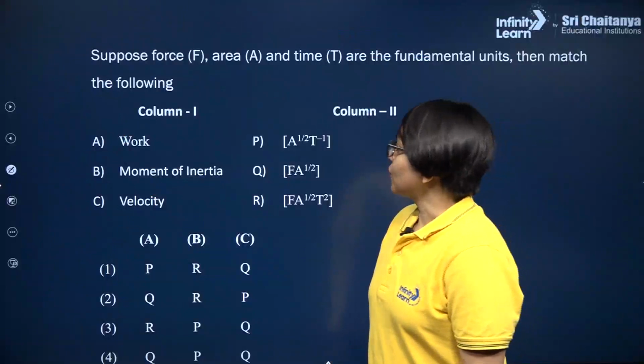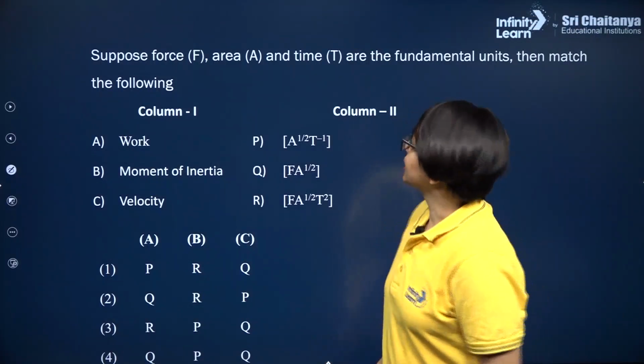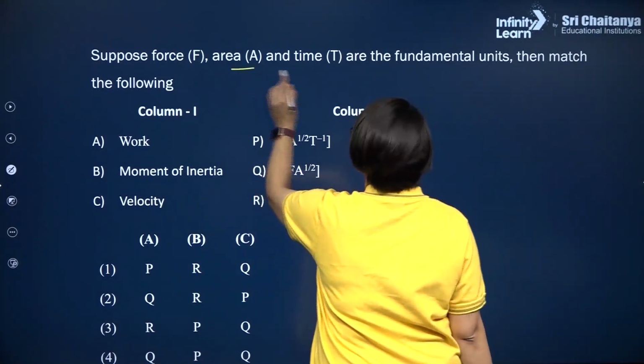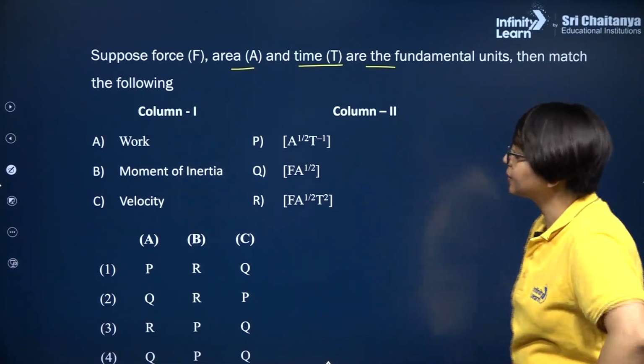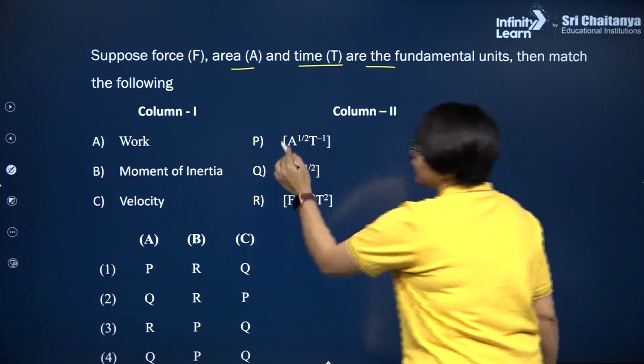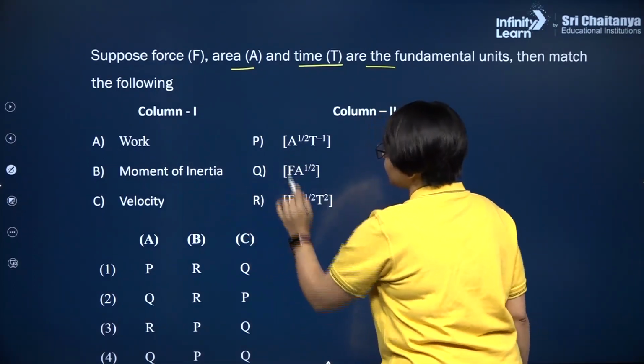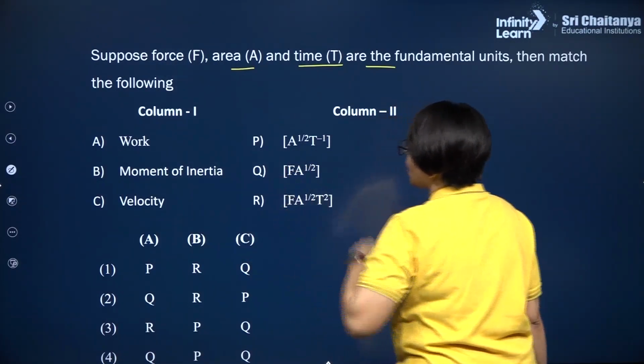So let's start with question number 1. Suppose force F, area A and time T are the fundamental units. Then match the following: work with PQR, moment of inertia with PQR and velocity with PQR.